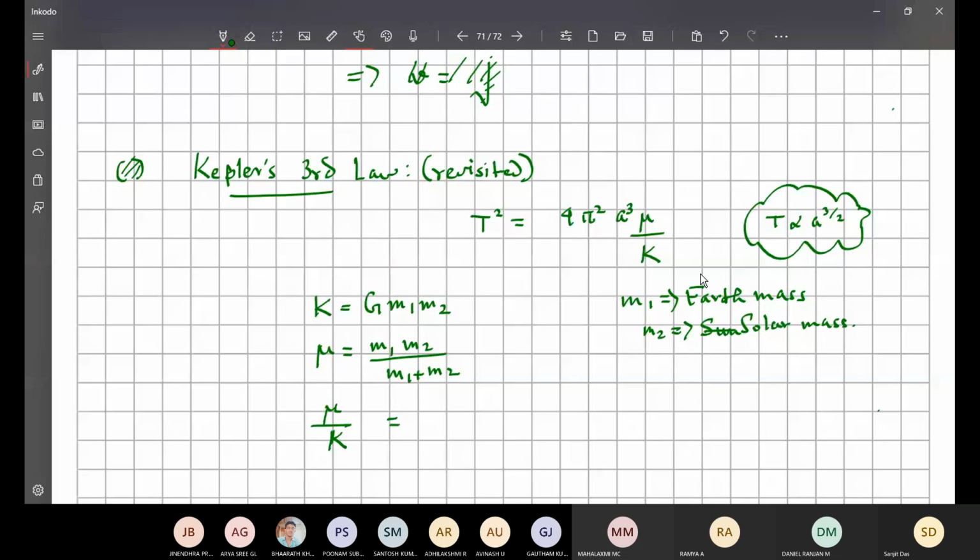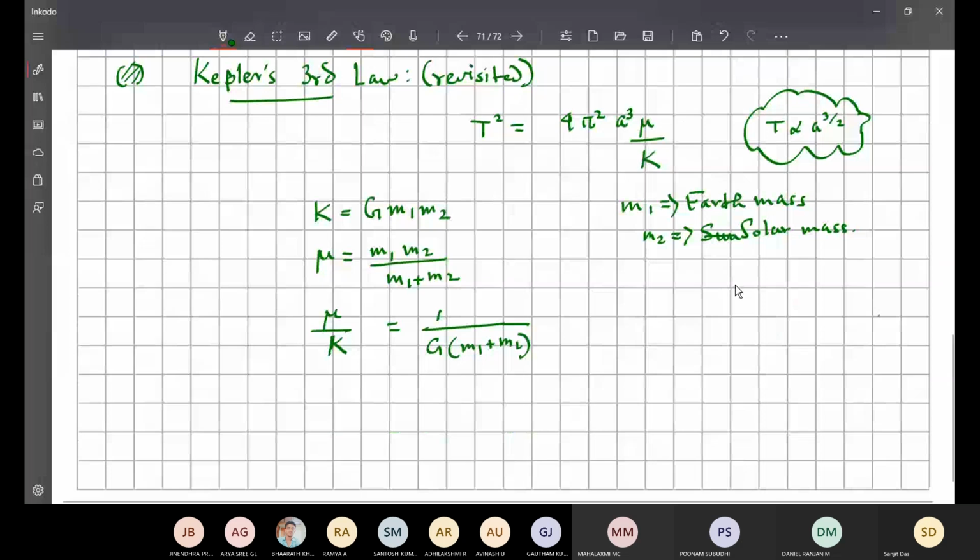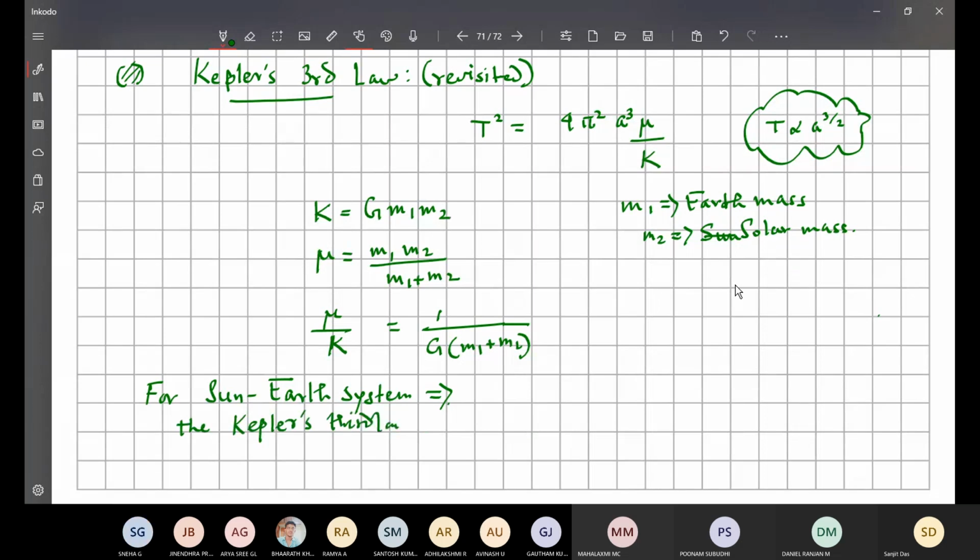How much will this be? 1 over G times (M1 plus M2), that is, over G times (M1 plus M2). So Kepler's law, particularly for our solar system, if we are talking about the sun-earth system. So for the sun-earth system, Kepler's third law will look like what?